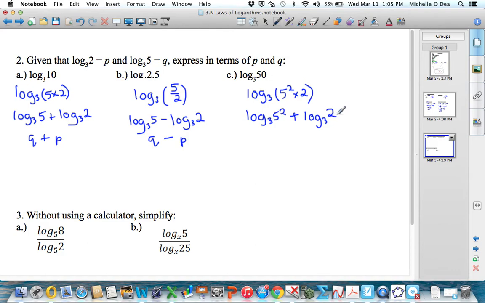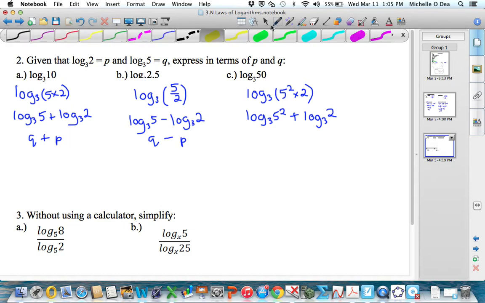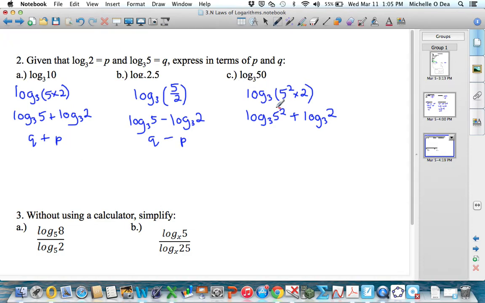I'm not quite finished with my log rules yet because here I have a power. Up here it's only log 5. It doesn't have log of 5 squared. But I do have a rule. Let me just get a different color. I do have a rule, the power rule, that says if you have log of something to a power, you can bring it down the front there.